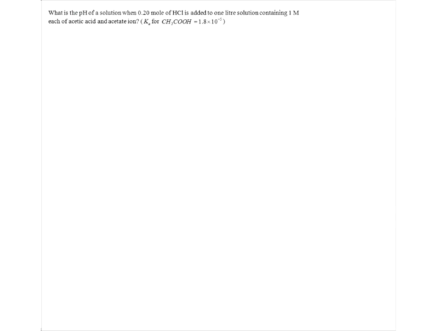Illustration of how to handle a situation where some foreign acid or base is added to the buffer solution. Here we have a buffer of acetic acid and acetate ions.